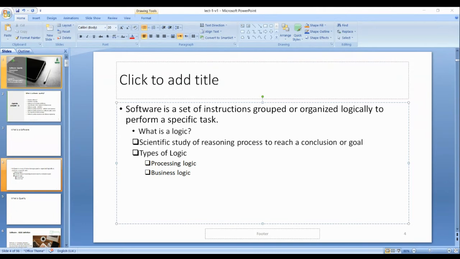Multiply, plus, minus, multiply, divide. These are the basic mathematical processing arithmetic operators. So you will find in most of the applications we have processing.